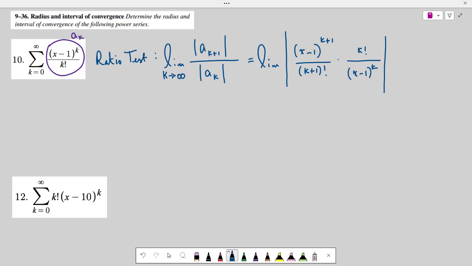And we'll have a lot of similarity to what we've already done with these factorials. How do these two factorials simplify?